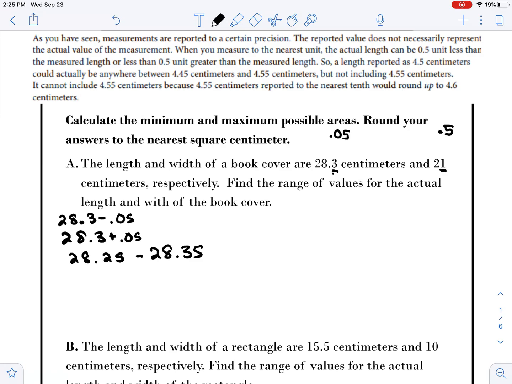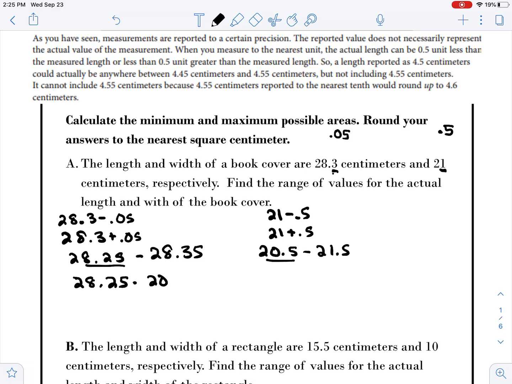All right, we'll leave it there. Then we take the other one. We go 21 minus 0.5 and then 21 plus 0.5. So that would go from 20.5 to 21.5. So these would be my minimum values, that's my minimum length and minimum width. Now to find the area of that, we multiply them.